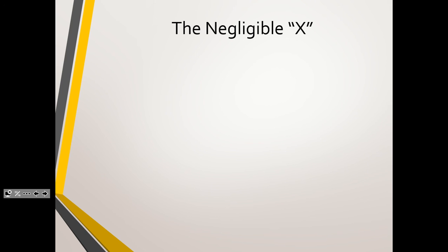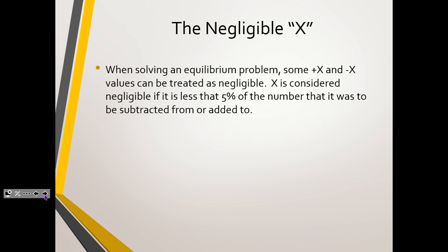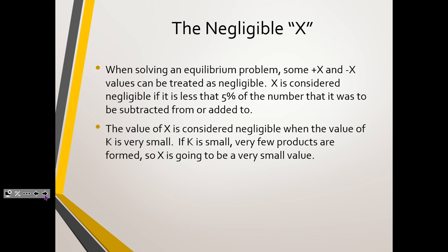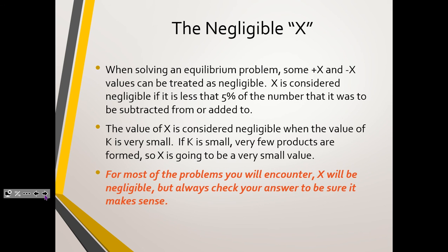In the next problem, we are going to look at something we call the negligible x. In certain equilibrium expressions, some plus x and minus x values can actually be treated as negligible, and that is because if the value is less than 5% of the number that it was to be subtracted from or added to, then it's not going to change any of the values at equilibrium. The value of x is considered negligible when the value of K is very small. If K is small, very few products are formed, so x is going to be a very small value. In most of the problems we'll encounter, x can be negligible, but always check your answer to be sure it makes sense.